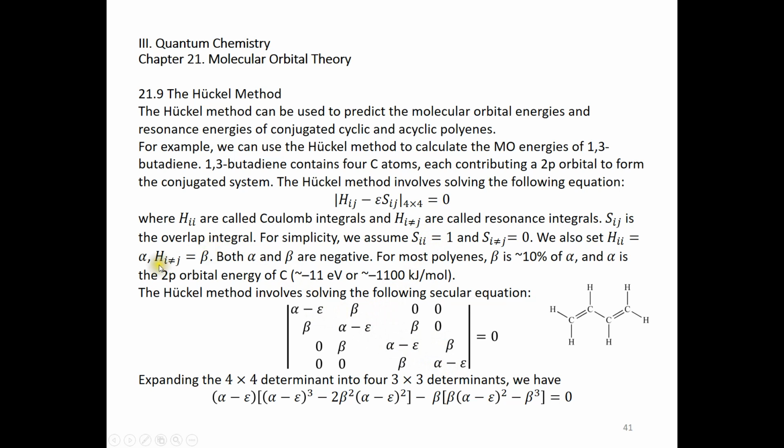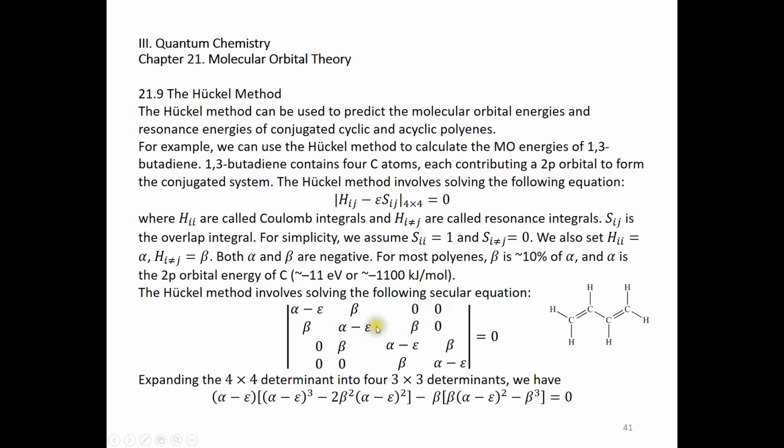Now beta. When i and j are different, we have a beta here. But why is this 0? Because this carbon is adjacent to this carbon. There's a resonance integral between these two neighboring carbon atoms. However, between carbon 1 and carbon 3, there's no resonance integral. Between carbon 1 and carbon 4, there's no resonance integral. That's why you put 2 zeros here.